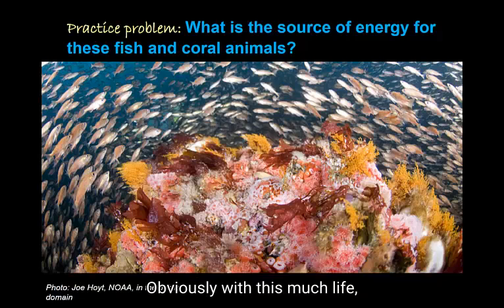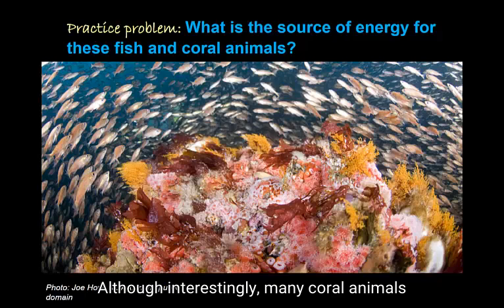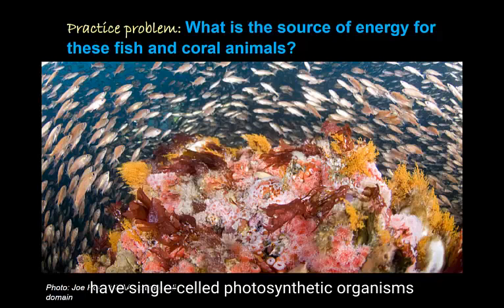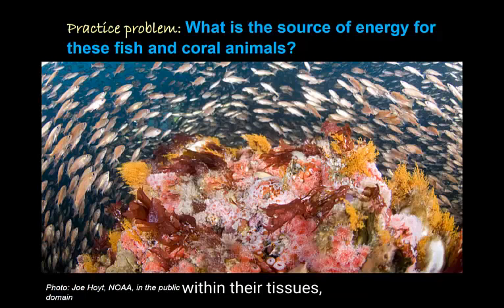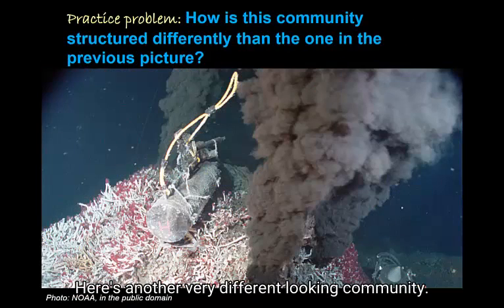Obviously, with this much life, there must be a lot of photosynthesis going on, but we don't see any plants. So the primary productivity for this community is the phytoplankton, which are not visible in the picture. Although interestingly, many coral animals house single-celled photosynthetic organisms within their tissues, which also contributes to the primary productivity of coral reefs. Here's another very different looking community.